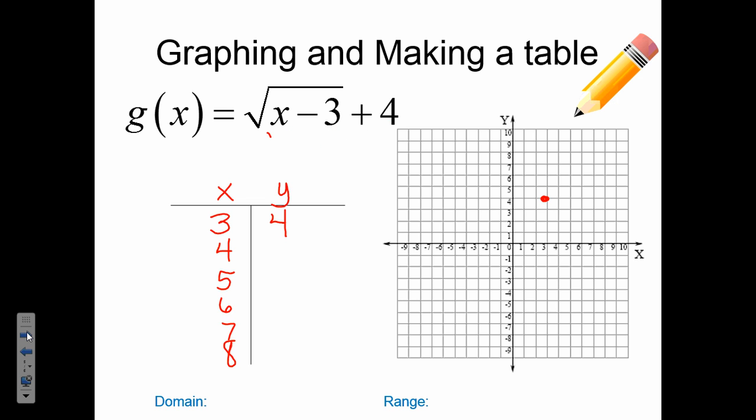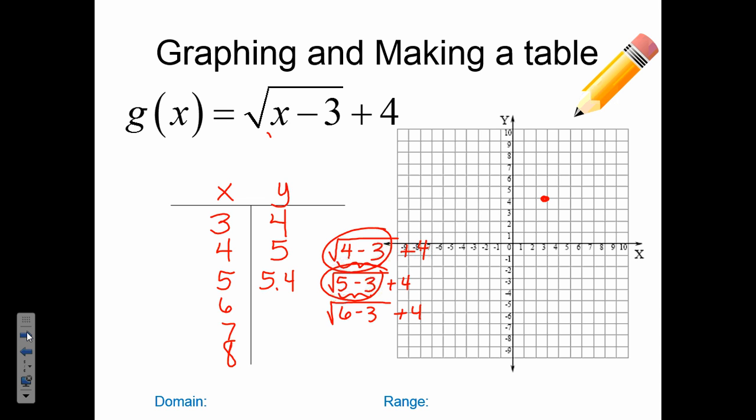Y values. So if I were to plug in the 4 here, 4 minus 3 in absolute value, plus 4 at the end. 4 minus 3 is 1. The square root of 1 is still 1. Plus 4 makes 5. So the Y value for that one is 5. Then I'll go plug in a 5. 5 minus 3 plus 4. 5 minus 3 is 2. Square root of 2 is 1.4. Plus 4 makes 5.4. Then I'll plug in 6.